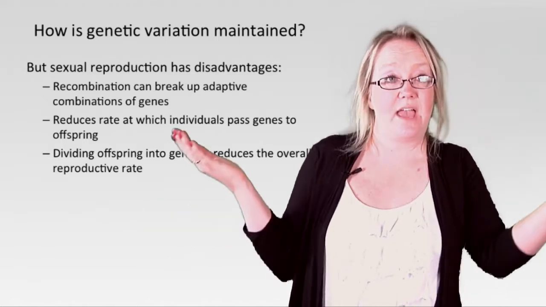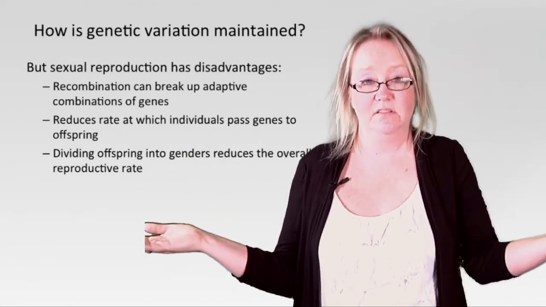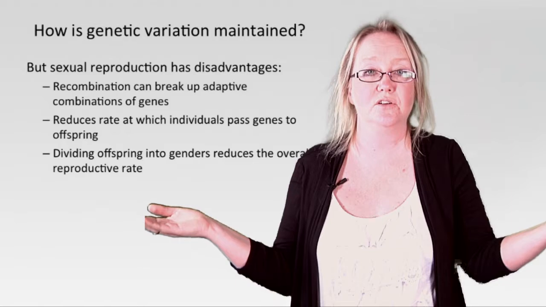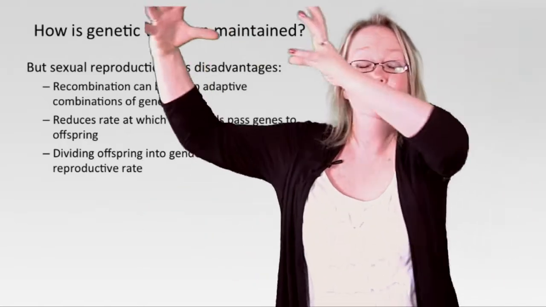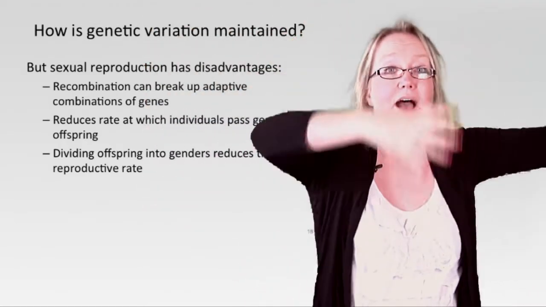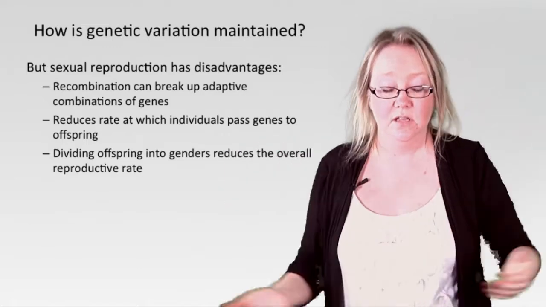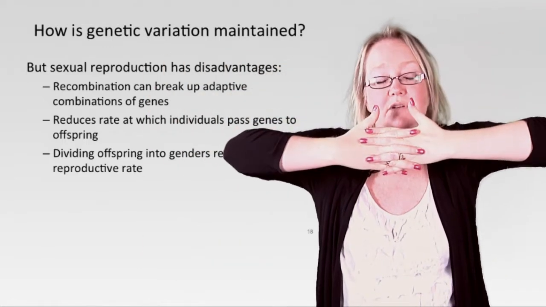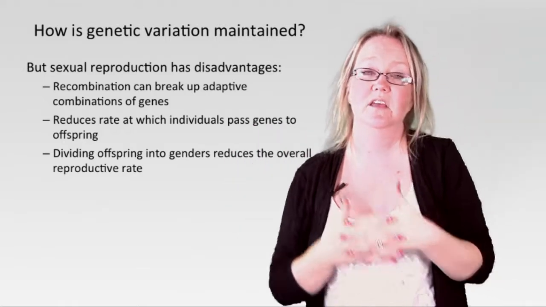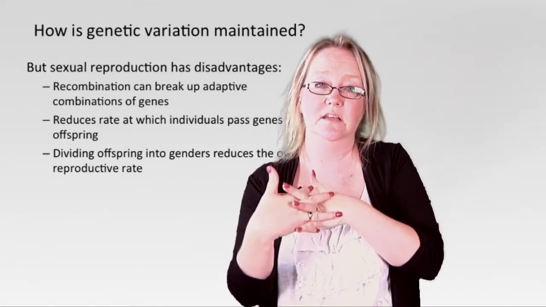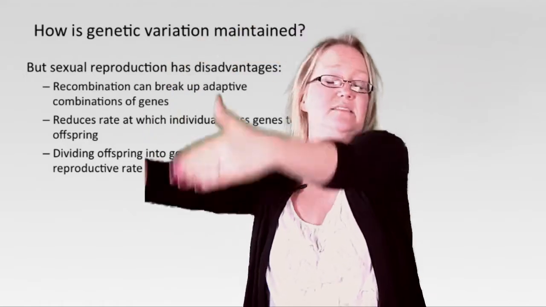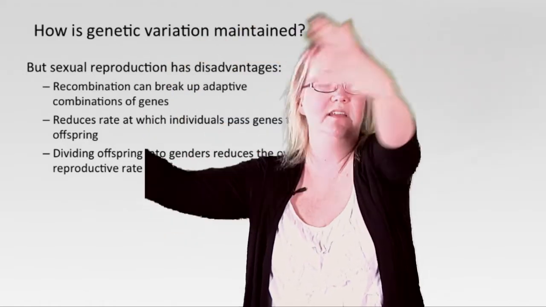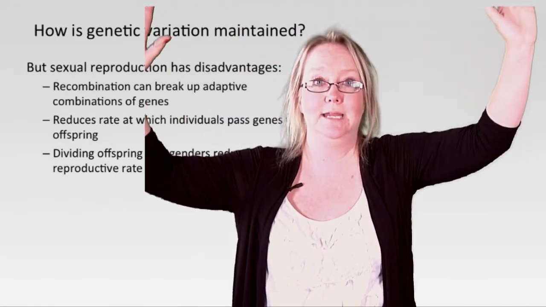Dividing into genders, okay? We now have male and we have female. So your overall reproductive rate is going to decrease because you as a female or you as a male are now only half the population. We need a male and a female to come together. Whereas with asexual reproduction, generally all females, there's no two genders needed. You can pass down your entire genome, and you don't need males, ladies.